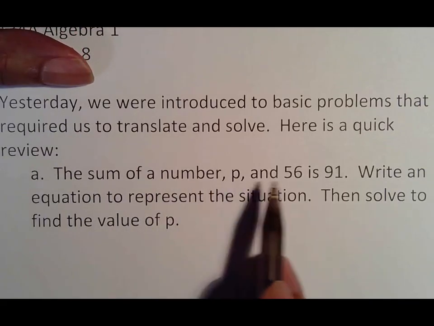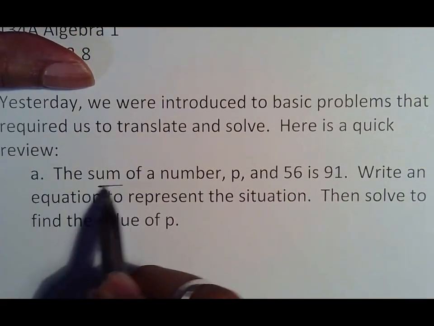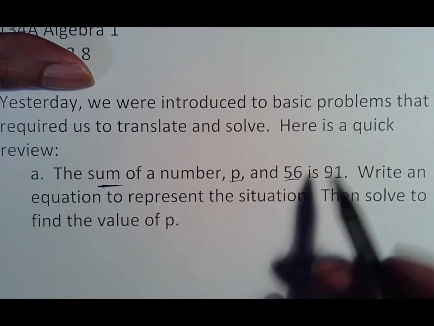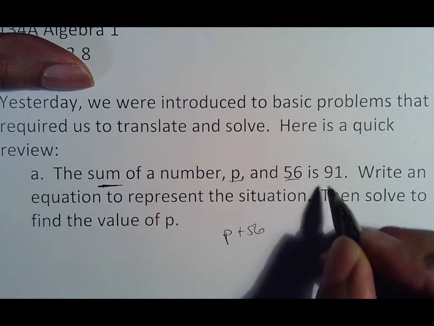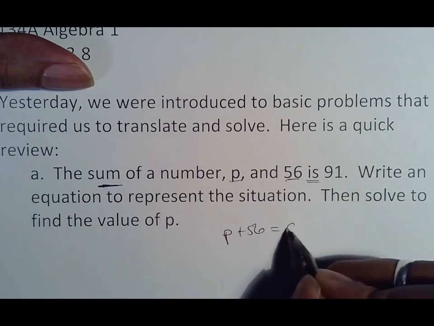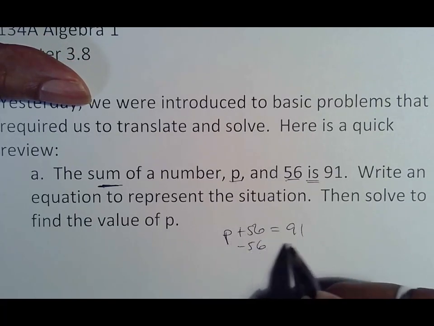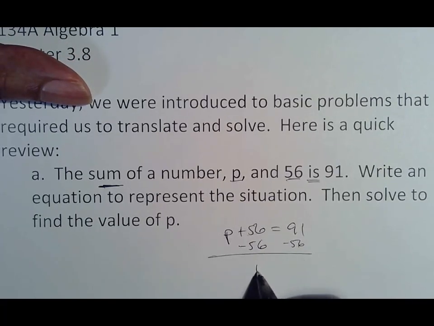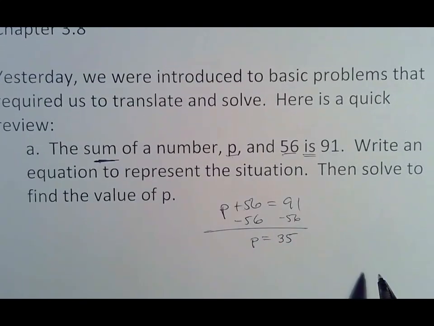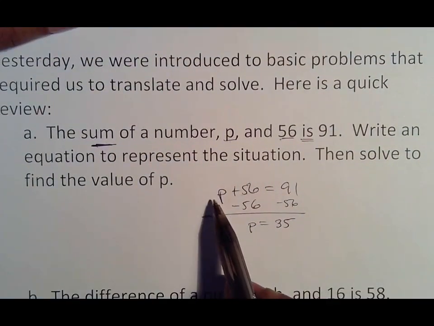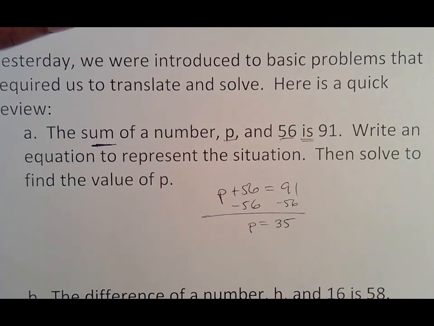The sum of a number p and 56 is 91. Remembering that sum means add, keep the order the way it is, so p plus 56. Remember that is means equals 91. And then solve to find the value of p. Because that's plus 56, we subtract 56 from both sides, getting 35 as our answer there. Again, you can check that on your calculator, but the key idea is making sure you know how to set up the equation and find the answer.